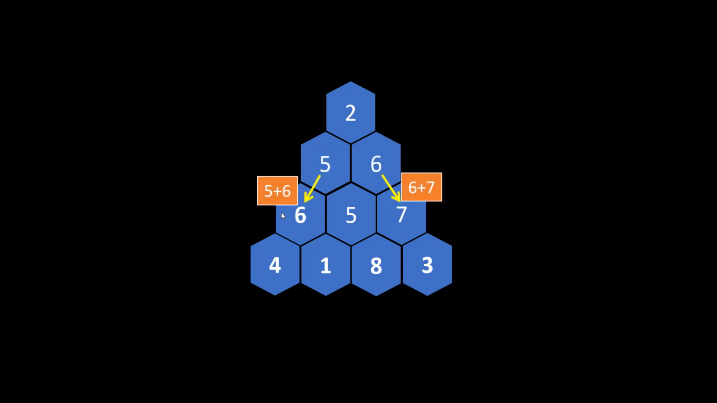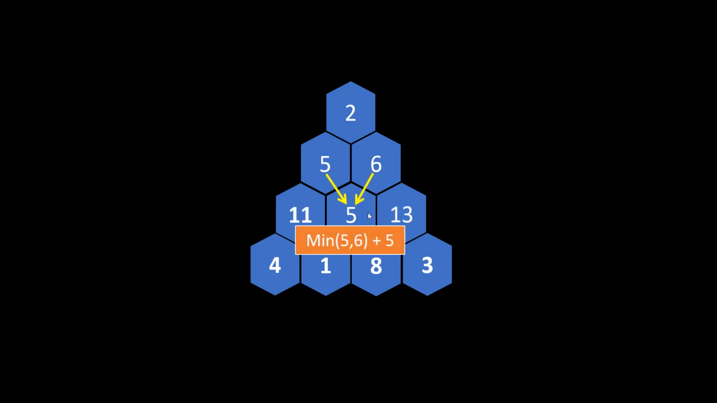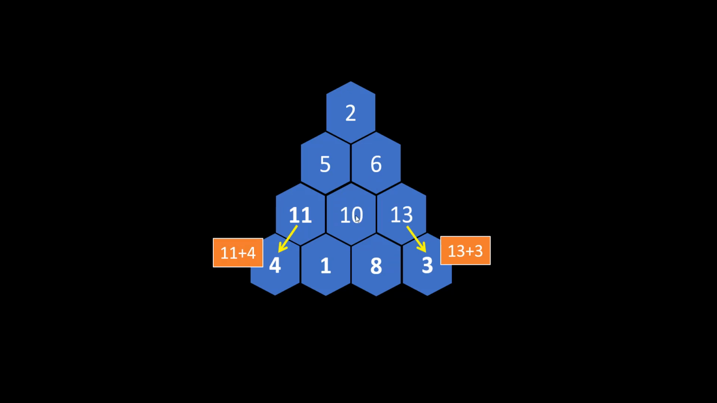Now when you go down, these corner cells again only can sum up from their above cells, which is this 5 and this 6. And that gives us 11 and 13. But the middle cell would contain the minimum of 5 or 6, because this 5 cell can also go to this cell and this 6 one would also be able to move over here. So we need to take the minimum of those into consideration while calculating the sum. So we take this 5 and we sum it up, and this gives us 10.